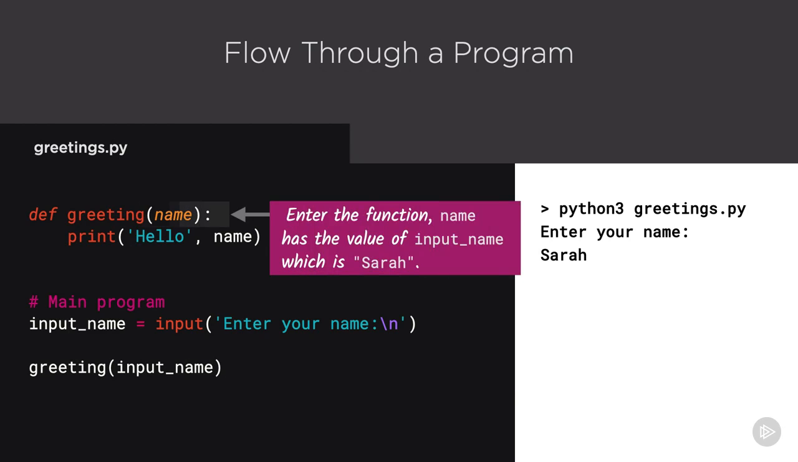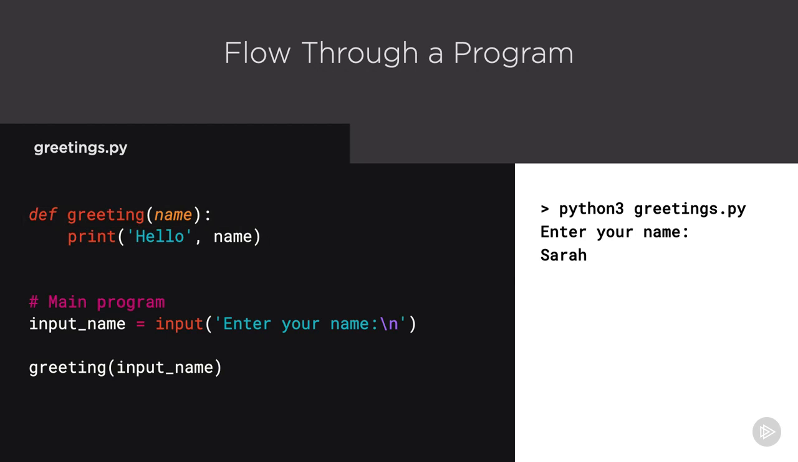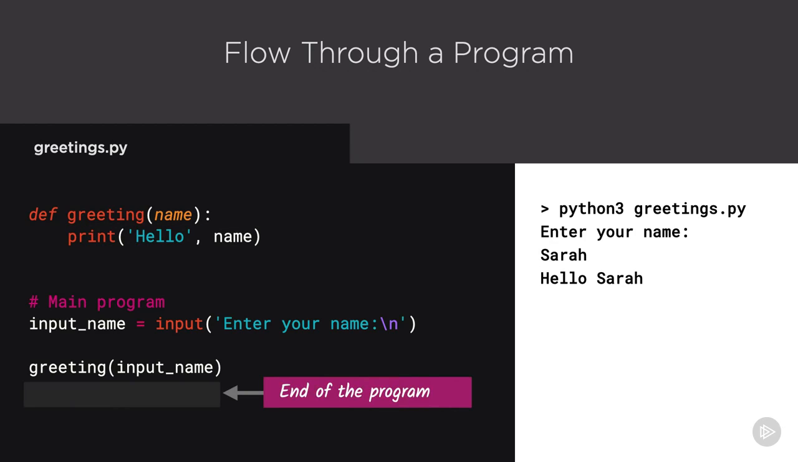Since we called a function, we now go to that function. Now the name parameter is assigned the passed in value of input name, which was Sarah. Then we go to the first line of the function, which prints hello and the name variable, so we see hello Sarah printed to the screen. Now, since the function is finished, Python runs the next line in the main program, which happens to be the end of the program, so it finishes executing.